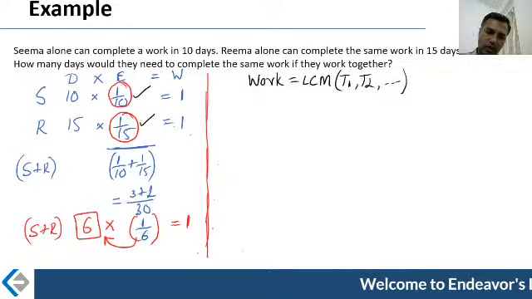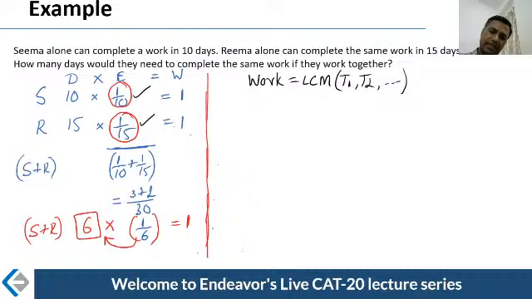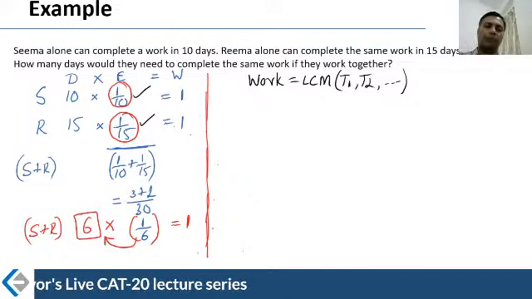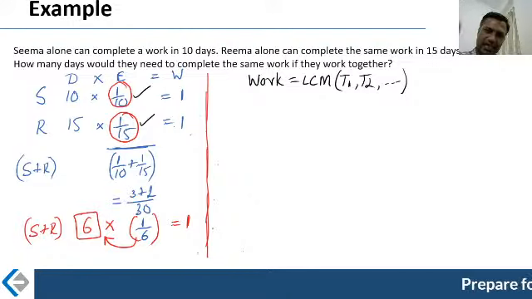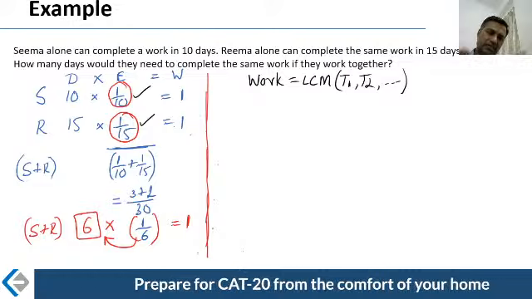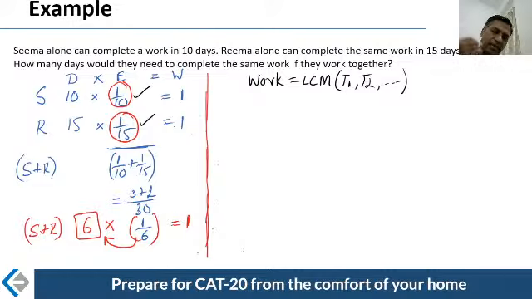In the efficiency method, or the LCM method, you have to define the work. Work is not going to be 1. Instead, work is going to be the LCM of the time durations that you see in the problem. Let's refine that thought later, but let's take it like that to start with. What are the time durations here? Time durations here are nothing but 10 days.